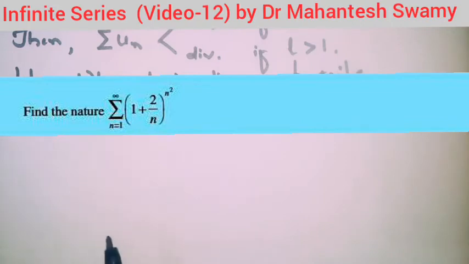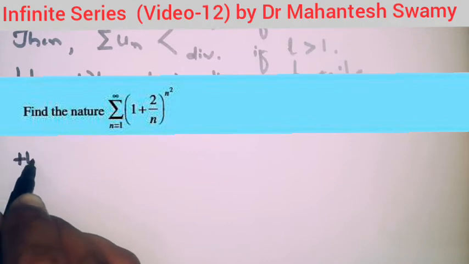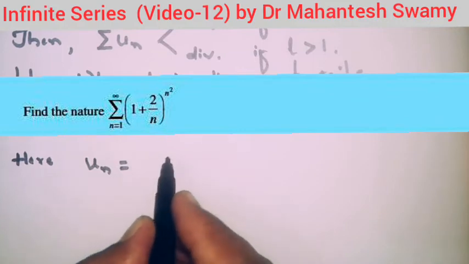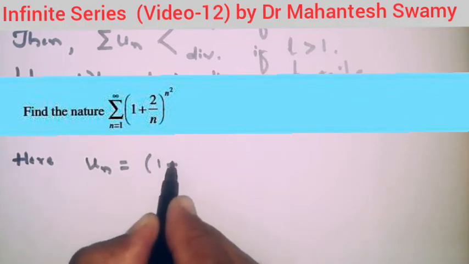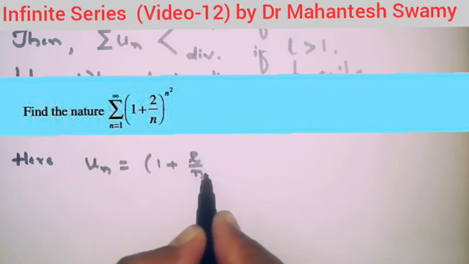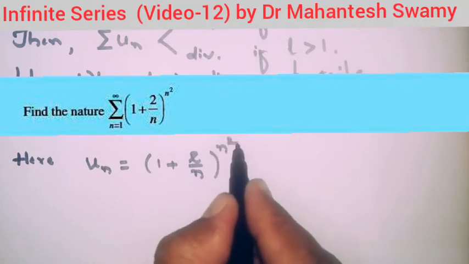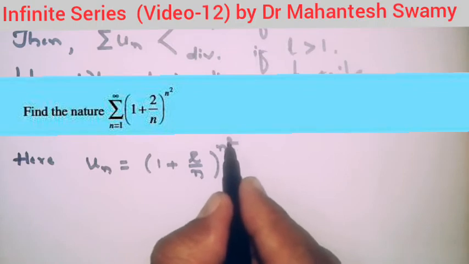Let us consider the first example. Here we need to find the nature of the series summation of 1 plus 2 by n whole to the power n square. It is directly visible that the nth term un is equal to 1 plus 2 divided by n whole to the power n square. We are observing this particular power. In the last remark we said that whenever such a power appears, it is advised to take the root test. Therefore we are now using the root test.